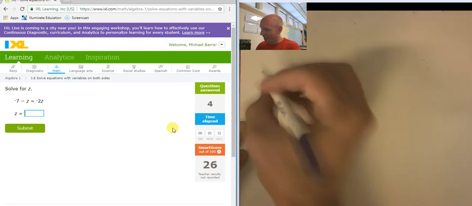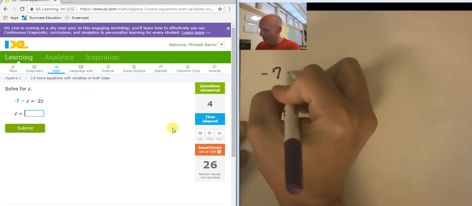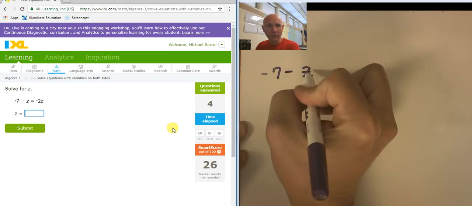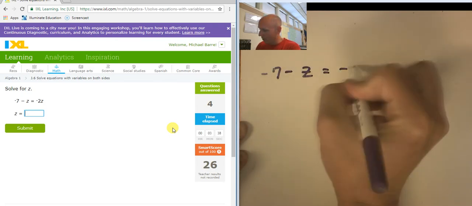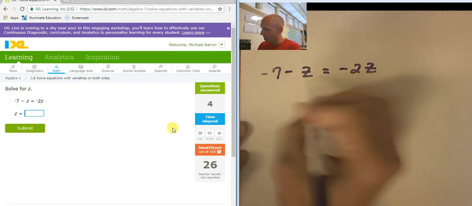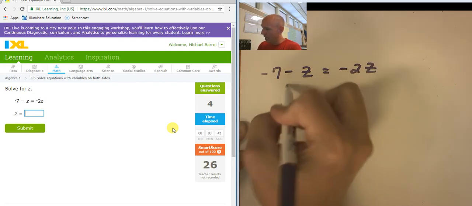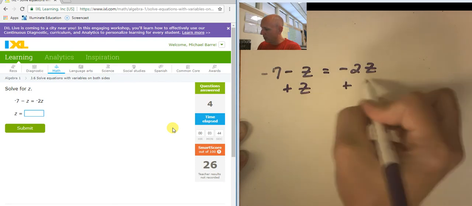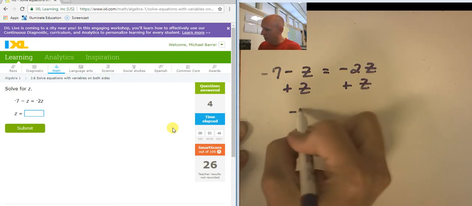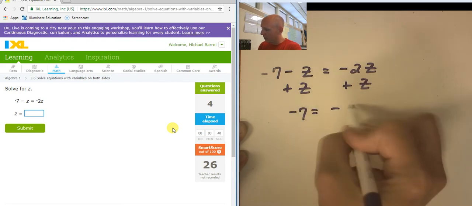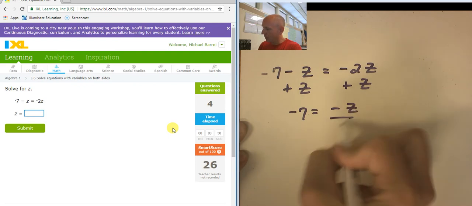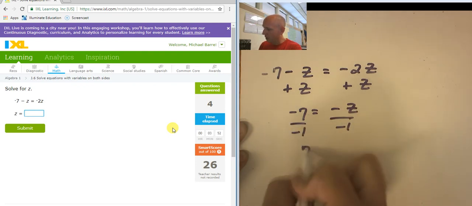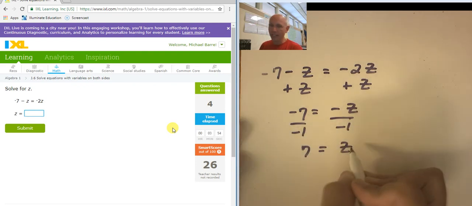Okay. Negative 7 minus z equals negative 2z. So I want to get rid of this z and move it over here. So I'm going to add z to both sides. So negative 7 equals negative z. And now I'm going to divide both sides by negative 1. So z equals 7.